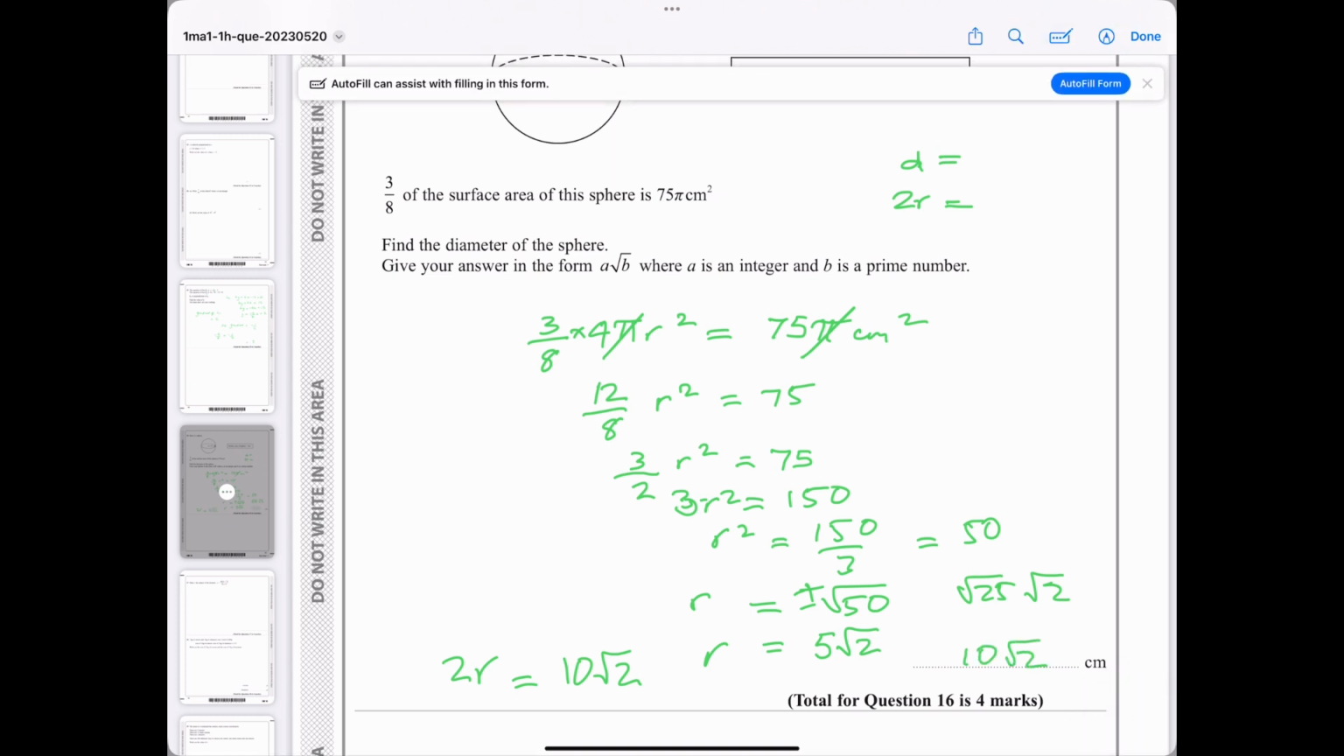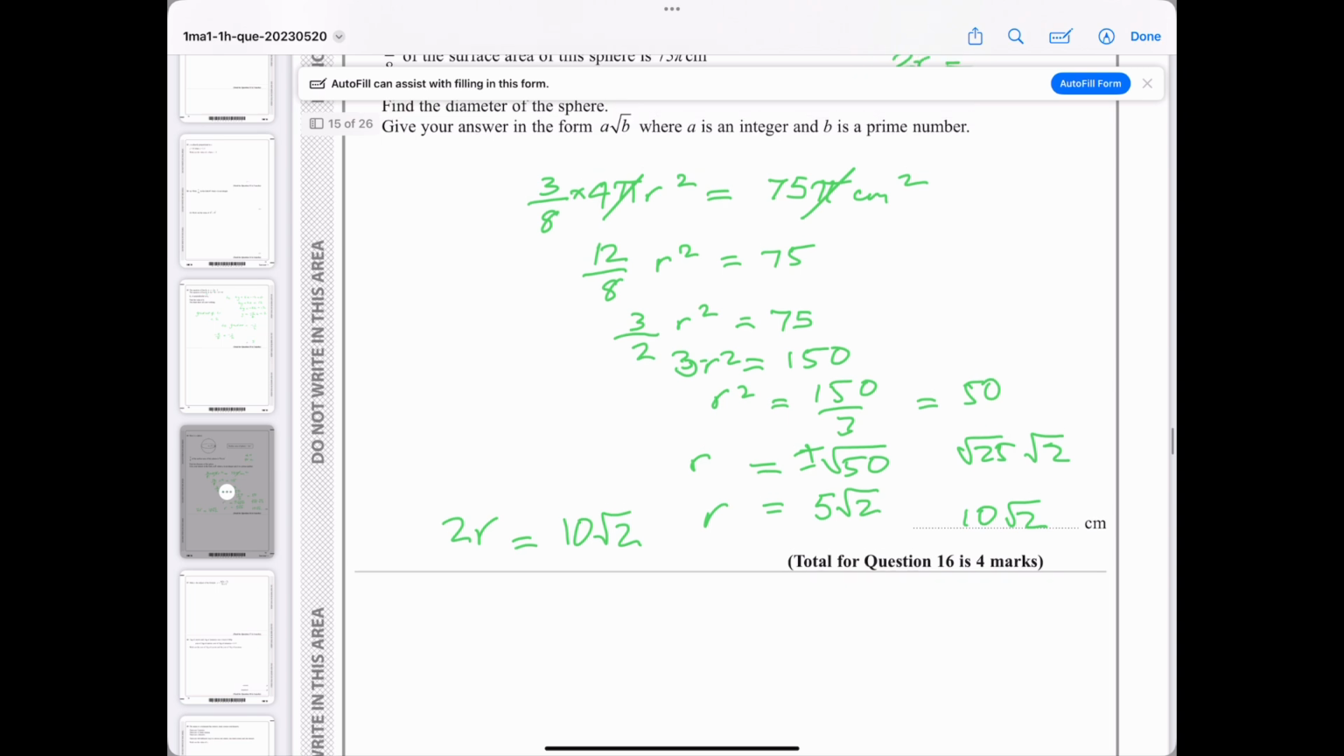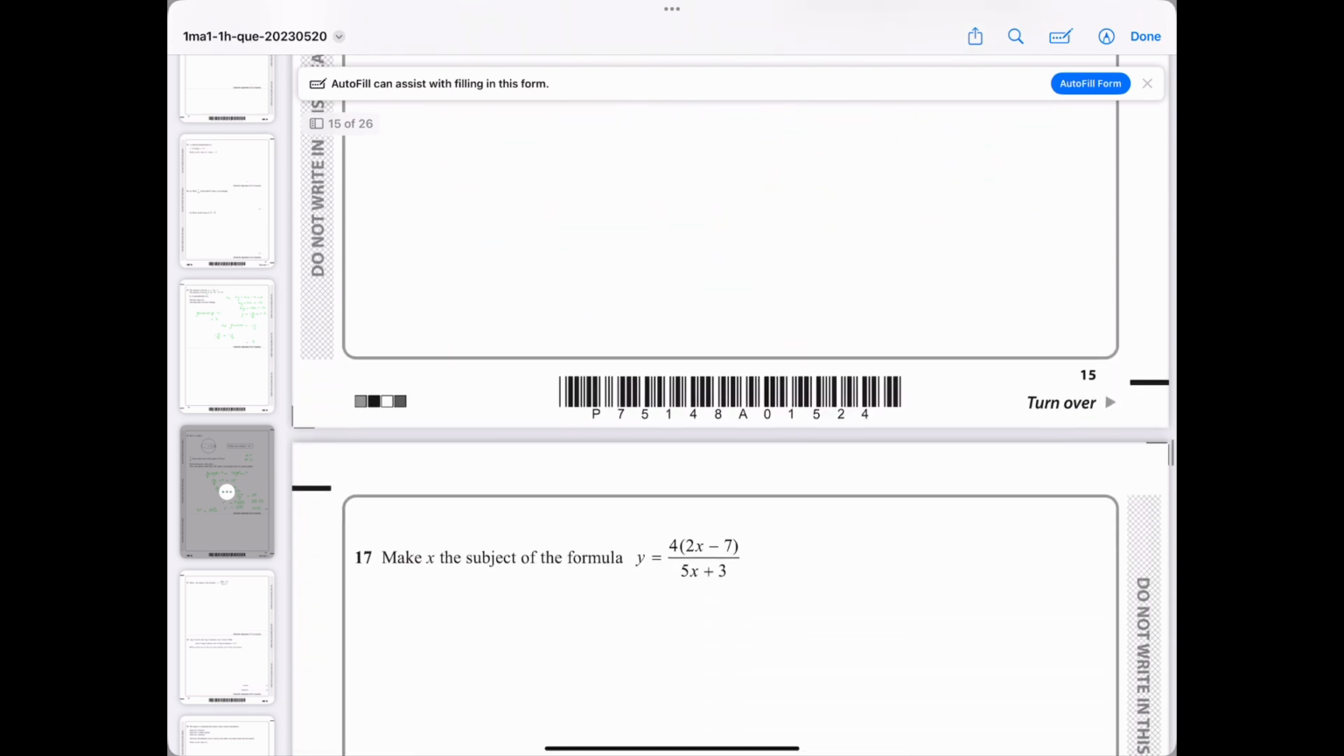And you can't do anything else because this is a non-calc paper.